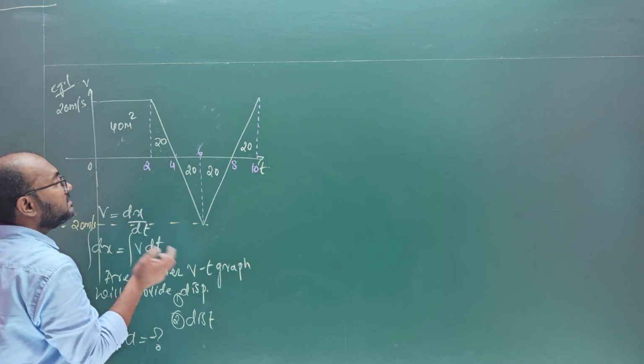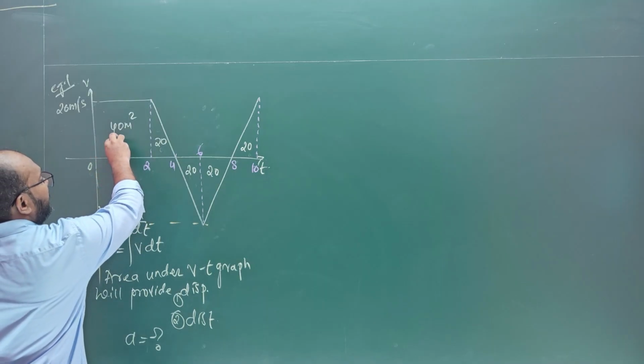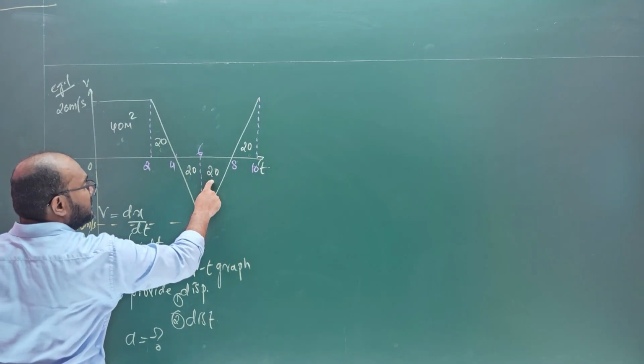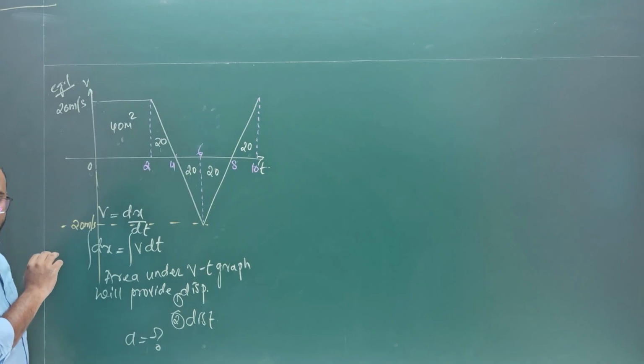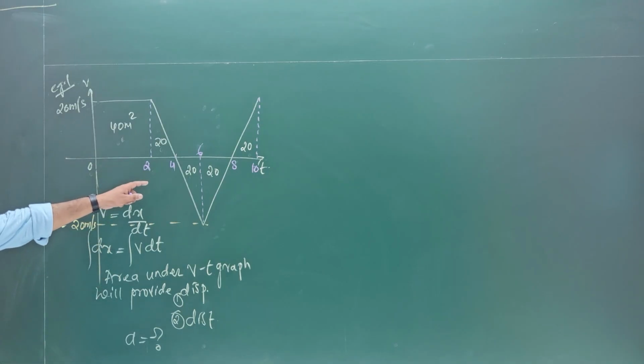And if I ask you the distance answer, then it is 40 plus 20 plus this 20 and this 20. Adding everything will provide you the distance. Now what is the total distance? Can I say 120 will be the distance.